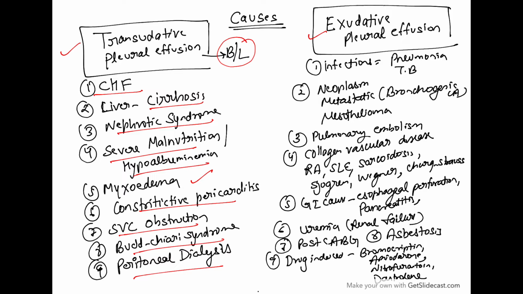In exudative pleural effusion, causes could be infections like pneumonia and TB, or neoplasm, metastatic, for example bronchogenic carcinoma or mesothelioma, pulmonary embolism, collagen vascular diseases like rheumatoid arthritis, SLE, sarcoidosis, Sjogren, Wegener's granulomatosis, Churg-Strauss, then gastrointestinal causes like esophageal perforation or pancreatitis, uremia, renal failure, post-CABG, then asbestosis, then some drug-induced causes: bromocriptine, amiodarone, nitrofurantoin, and dantrolene.